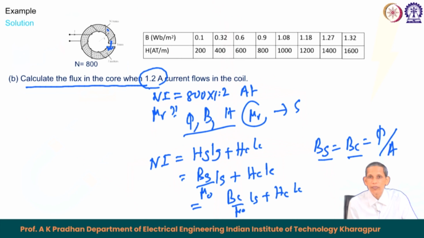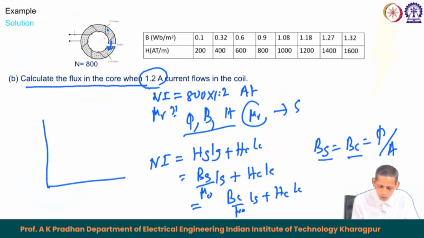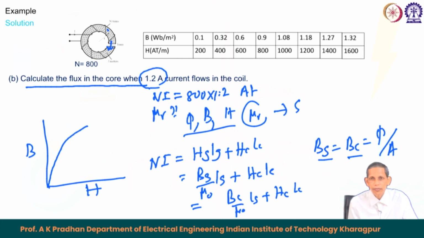So, now we need to find the corresponding operating point. For that the corresponding B-H curve is given to us. So, B versus H, this plot to be plotted. Now, what will happen here? So, this is B for the core and if you see this equation here, we know the ampere turn.